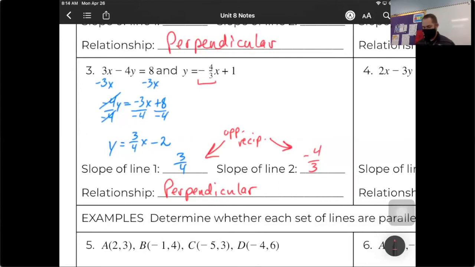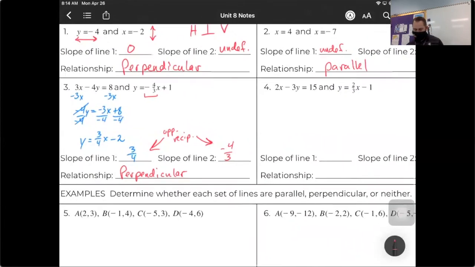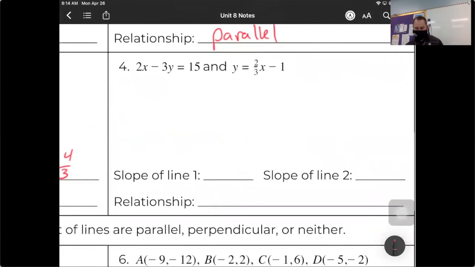Okay? I want you guys to try number 4. Same way we just did number 3. You're going to get y by itself on the first one and compare the slopes. Tell me if these are parallel, perpendicular, or neither.